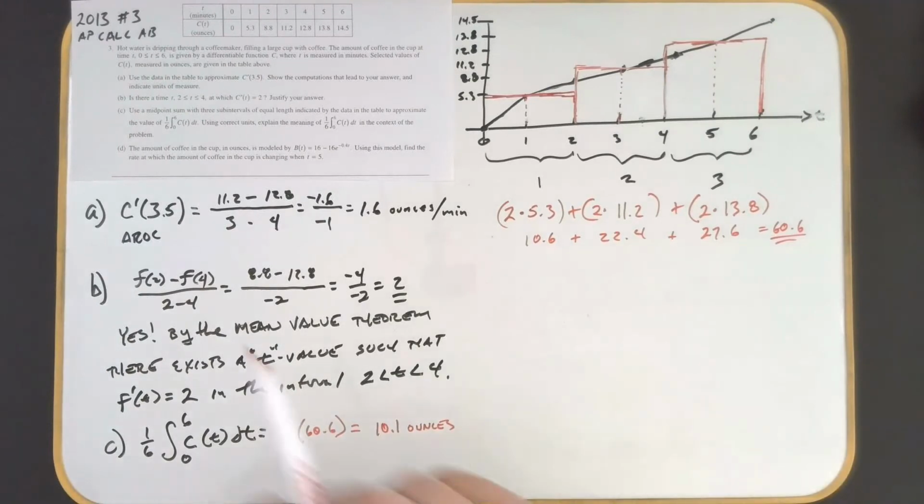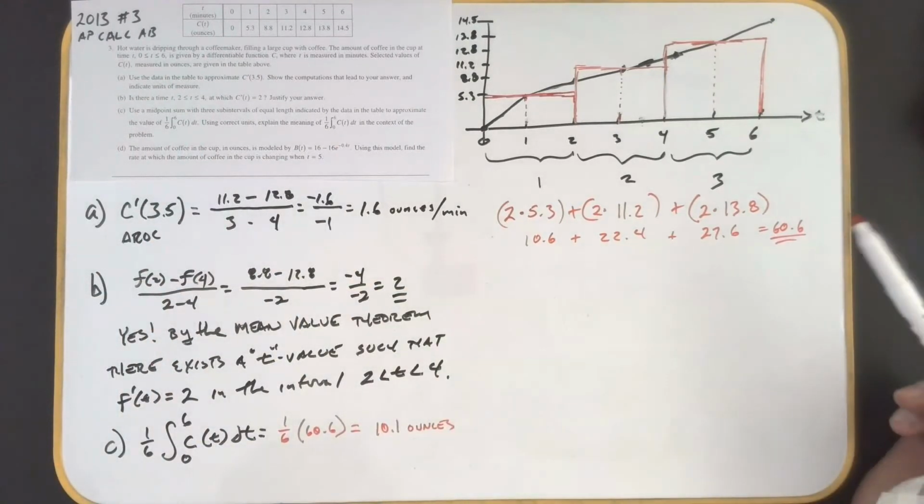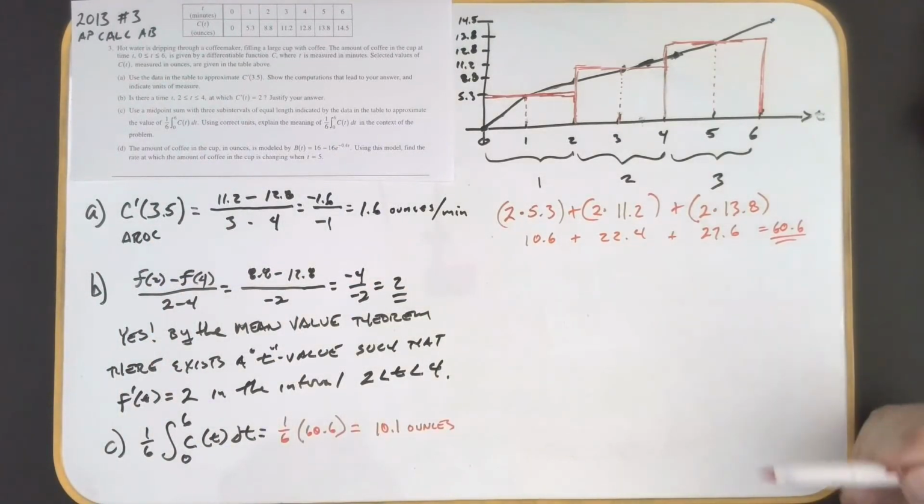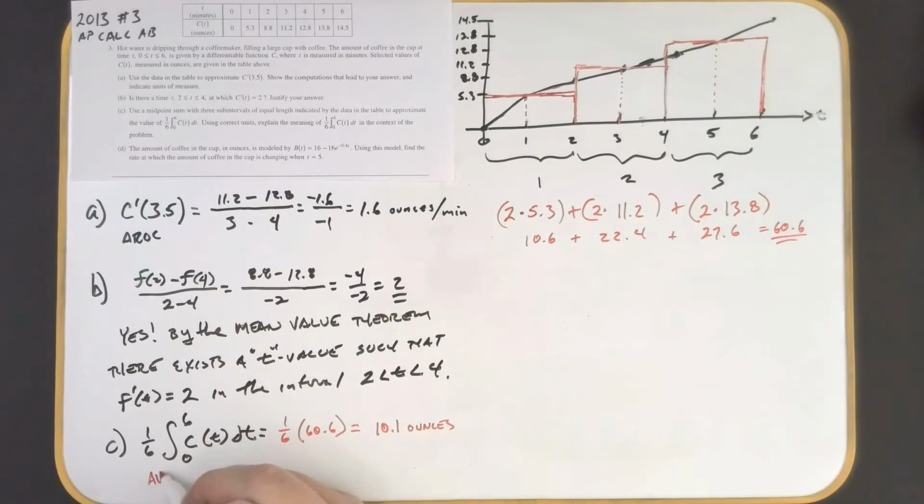Now, that's the first part of the question. So it says, use a midpoint sum with 3 subintervals by the data to approximate the value of 1/6 of the integral from 0 to 6 of C(t) dt. Using correct units, explain the meaning of it. Well, some of you might have noticed this little 1/6 is kind of a giveaway on it. And if you remember, this overlaps with, and hopefully you were able to guess this one, this is average value of a function. Average value of a function.